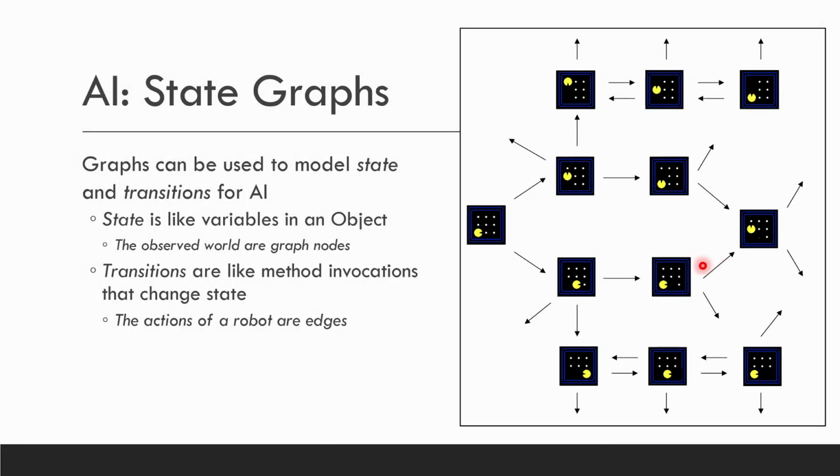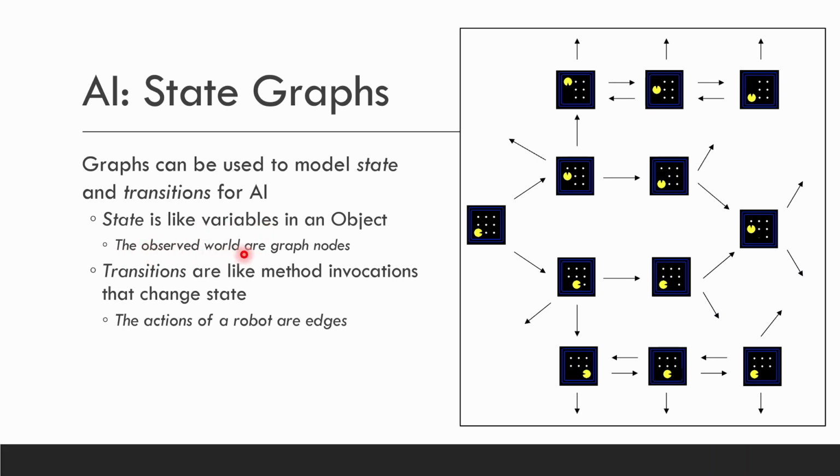Let's talk about artificial intelligence. We can use state graphs to describe the world that an artificial intelligence sees and the kinds of actions it can take to update its own state and the world around it. Remember that state is like the variable values inside an object instance. When an object instance's fields are modified, then that object instance's state has been changed.